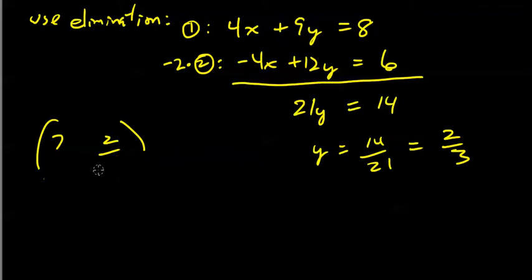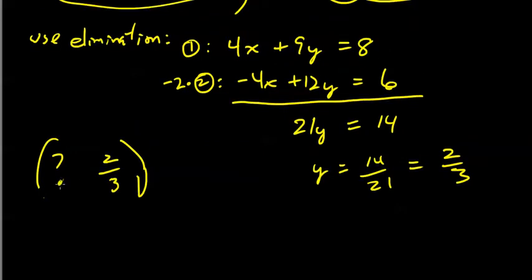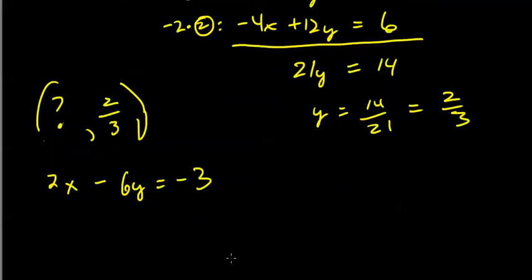Let me fix this up here. Okay, so 2x minus 6y equals minus 3. Again, it really doesn't matter which equation you pick. As long as you know what y is, you can solve for x using any of the equations used.